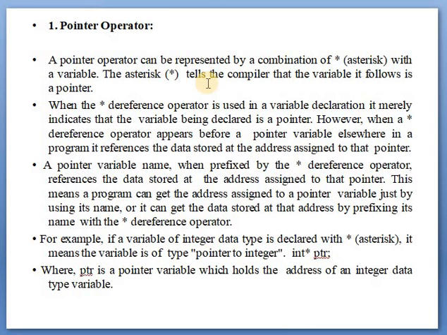First we will see the pointer operator. A pointer operator can be represented by an asterisk combined with a variable. The asterisk tells the compiler that the variable it precedes is a pointer. When the star dereference operator is used in a variable declaration, it merely indicates that the variable being declared is a pointer. Means if we declare any variable with the asterisk sign, it indicates that this variable is a pointer variable, and it tells the compiler that this is a pointer type variable.